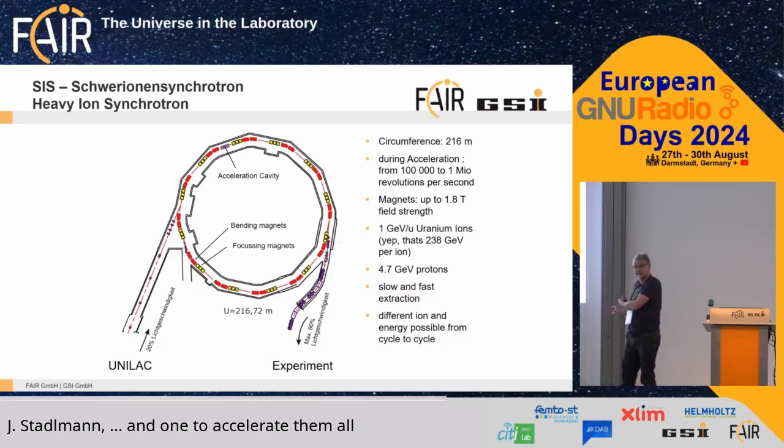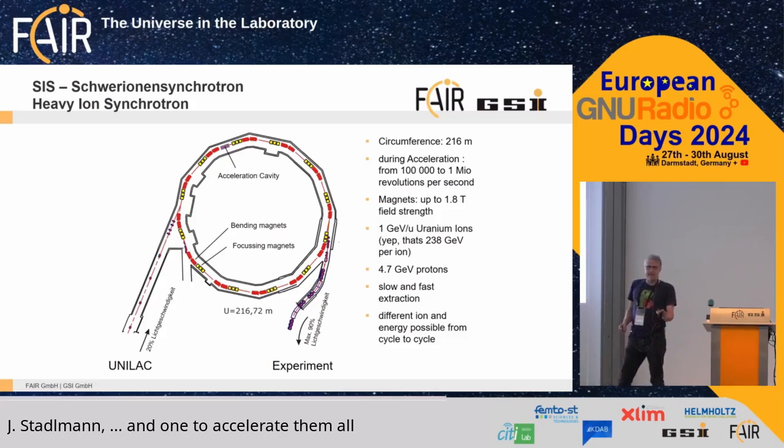This comes, of course, with new problems, because these ions get faster and faster. Therefore, the magnets have to get stronger and stronger. It's like when you drive your bicycle or your car: if you go faster around the corner, you need more force to keep you on track. So this is why we have to ramp up the magnets.